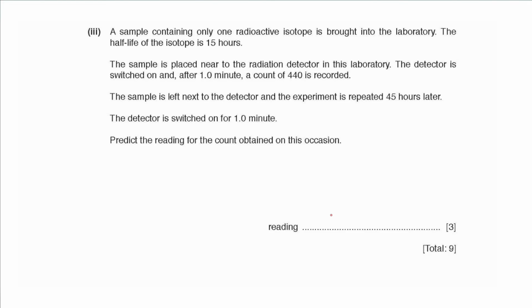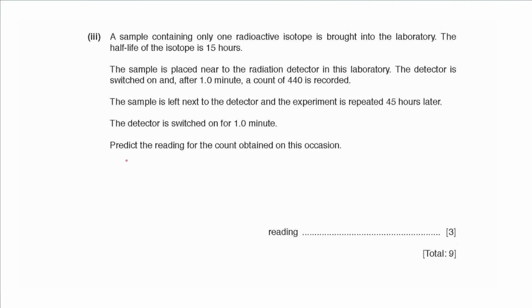Part triple I says a sample containing only one radioactive isotope is brought into the laboratory. The half-life of this isotope is 15 hours. This sample is placed near to the radiation detector in the laboratory. The detector is switched on, and after 1 minute a count of 440 is recorded. The sample is left next to the detector and the experiment is repeated. 45 hours later, the detector is switched on for 1 minute. Predict the reading on the counter obtained on this occasion.